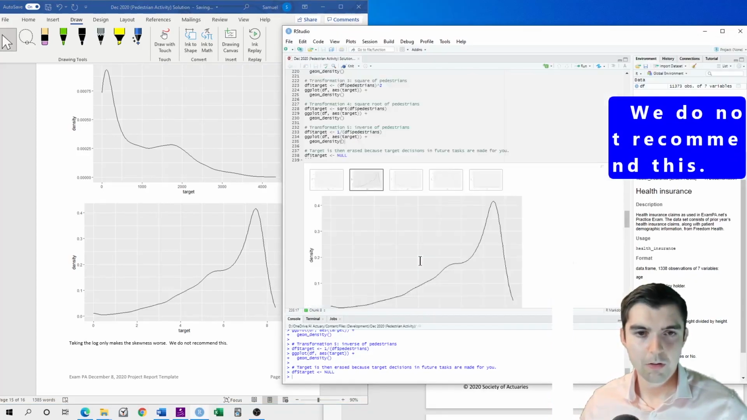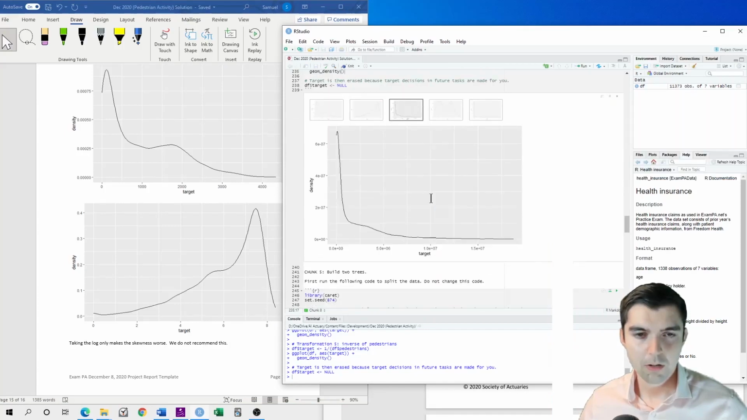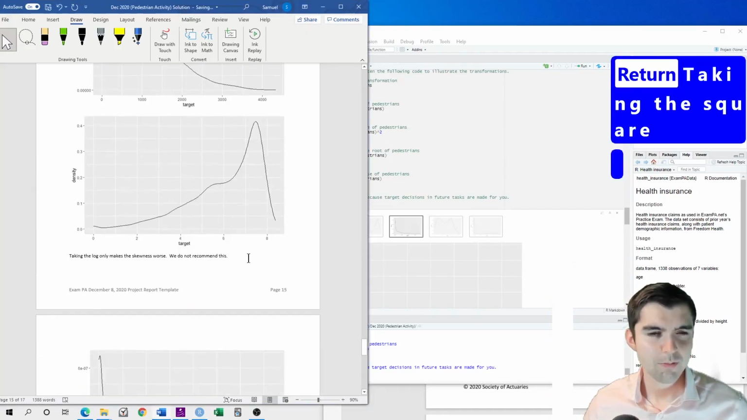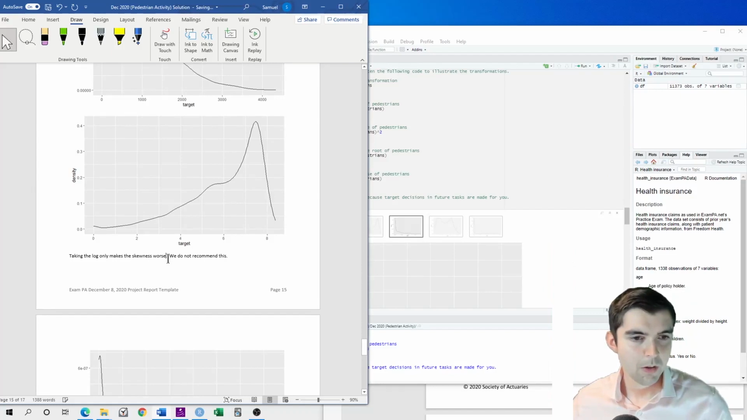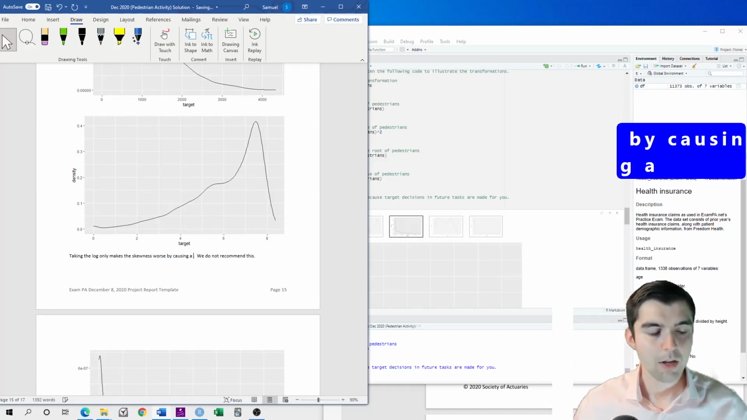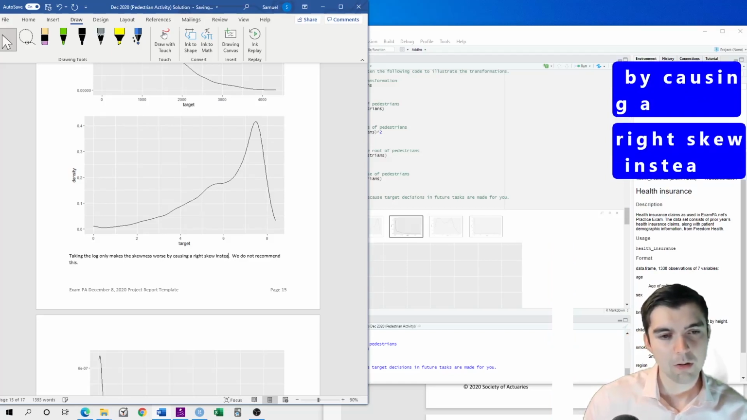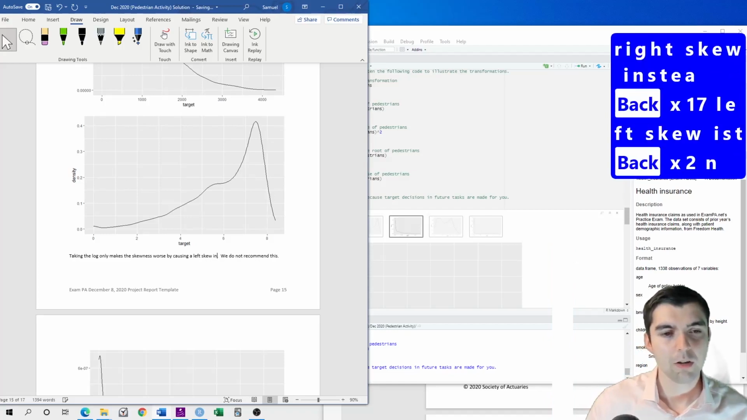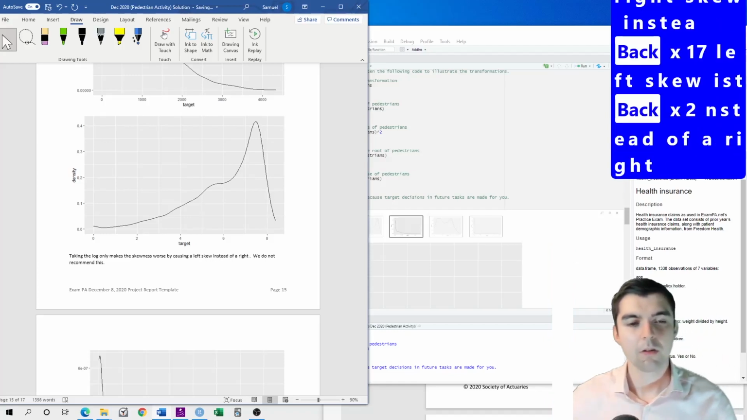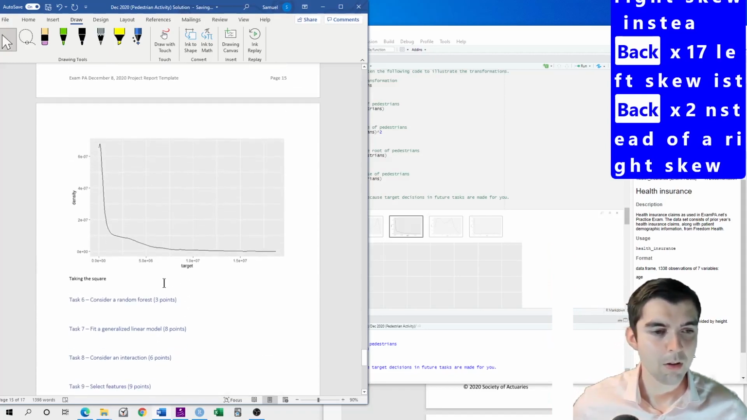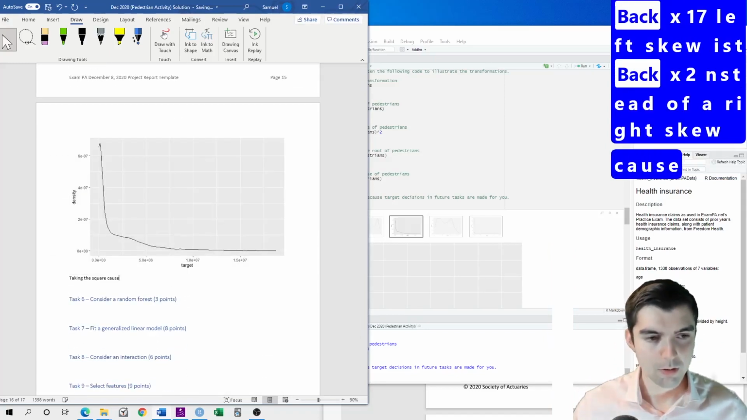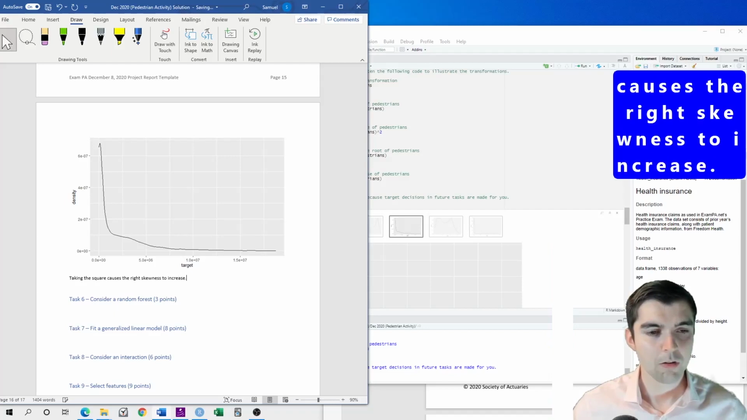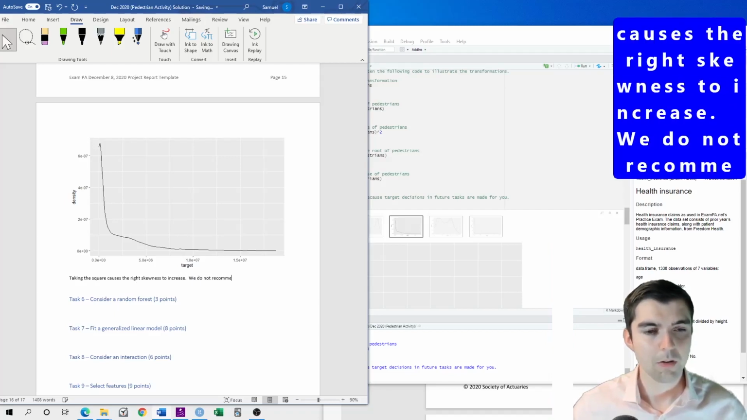What about the other ones? This one is the square. Actually, I should say this doesn't make the skew better by causing a right skew, a left skew instead of a right skew. Taking the square causes the right skewness to increase. We do not recommend this.